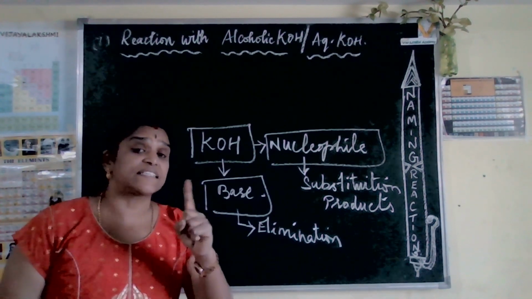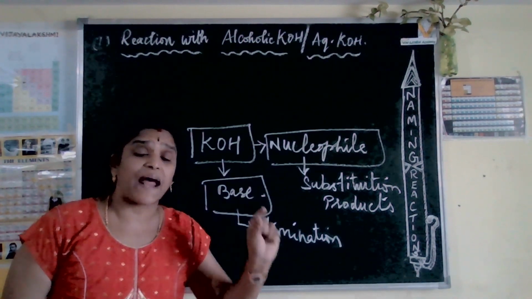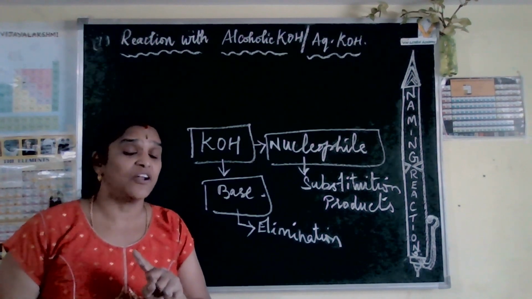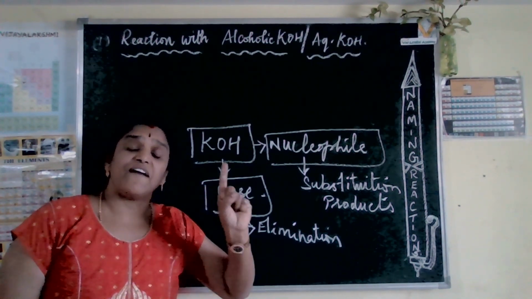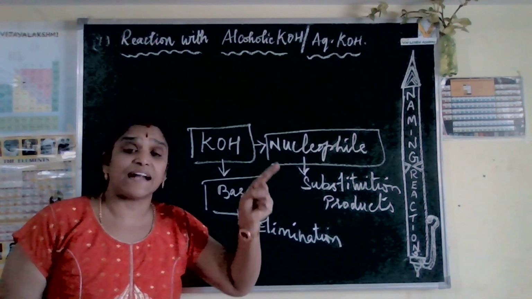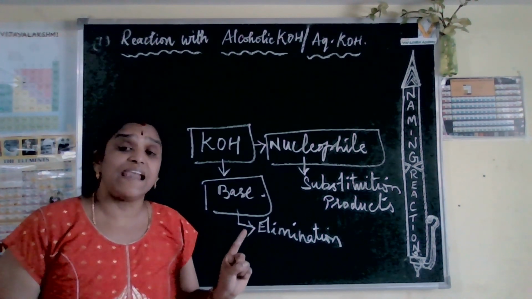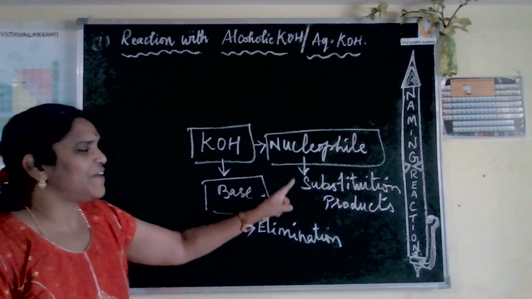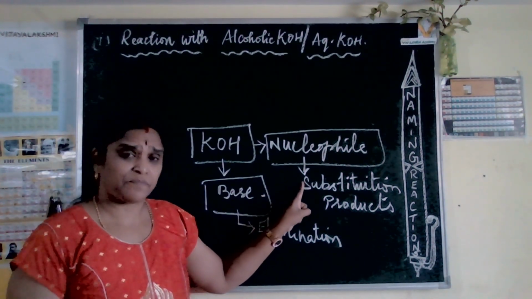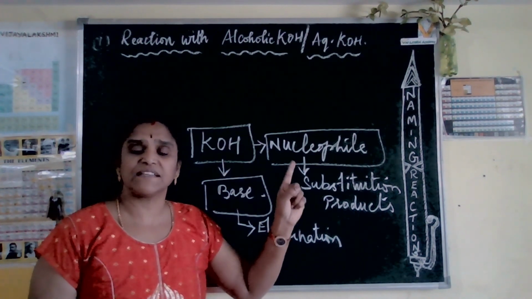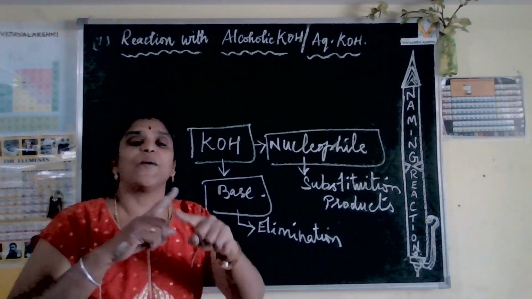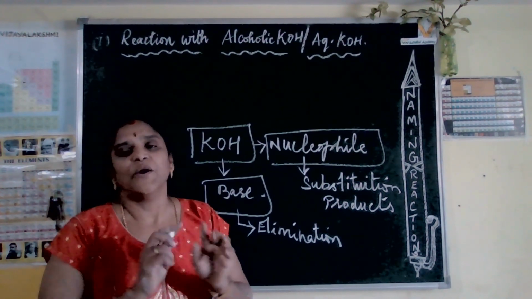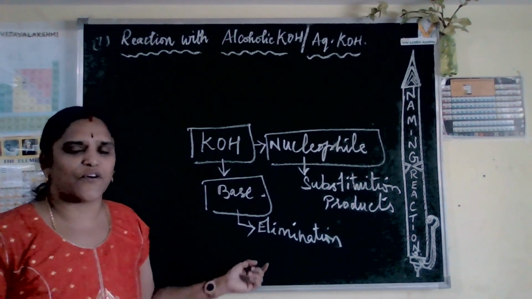That means it takes the hydrogen attached to the adjacent carbon atom, and that is going to remove the hydrogen. The beta carbon, the adjacent carbon attached to the lesser number of hydrogens, is the one from which it is going to remove. But in the substitution product, the OH minus ion attacks the positive center of the carbon. That means it attacks the carbocation. Hope you're clear with it. Okay, let us go for the reaction.